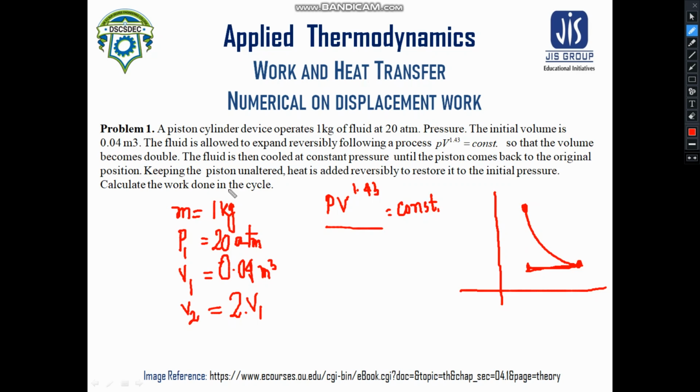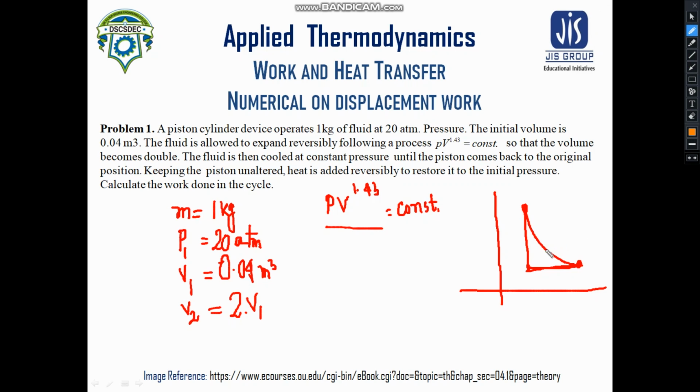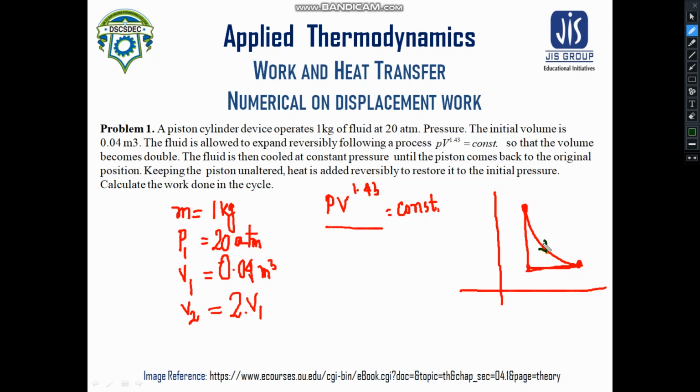And then for the last process, what happens? Heat is added reversibly to restore it to the initial pressure. So that means heat is added here. I am showing you the directions. Let us use another ink here. It will be better for you to understand.